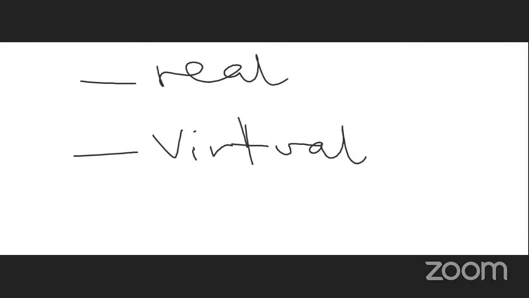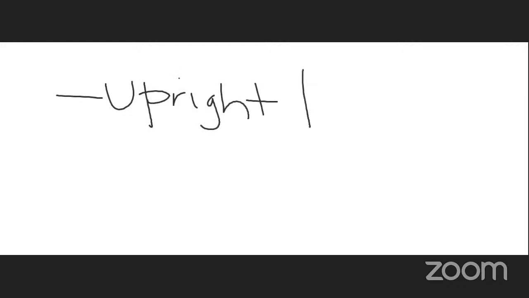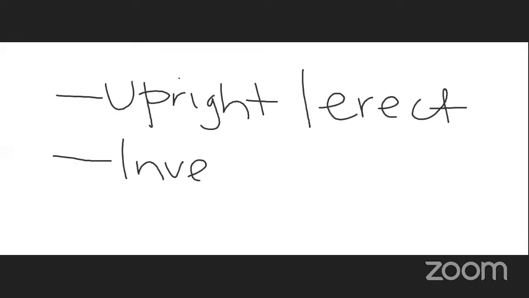Yes, sir. Good. So we are looking at now the properties we need to understand. One, an image might be real or it might be virtual. Two, an image might be upright, which sometimes we say is erect, or it is inverted. When we say it is inverted, what does it mean? Upside down, okay?